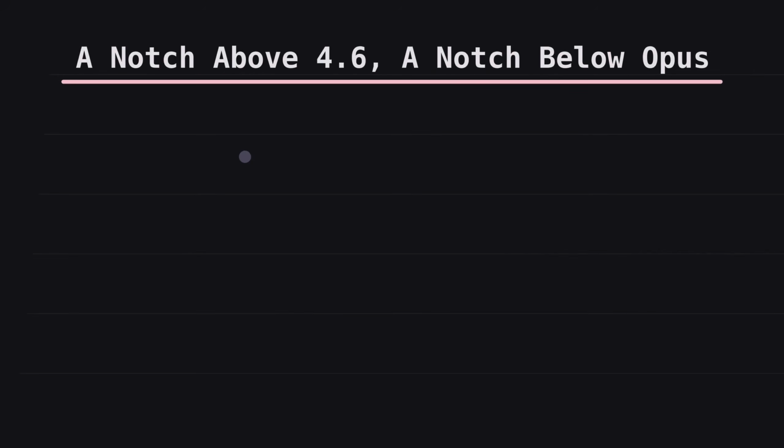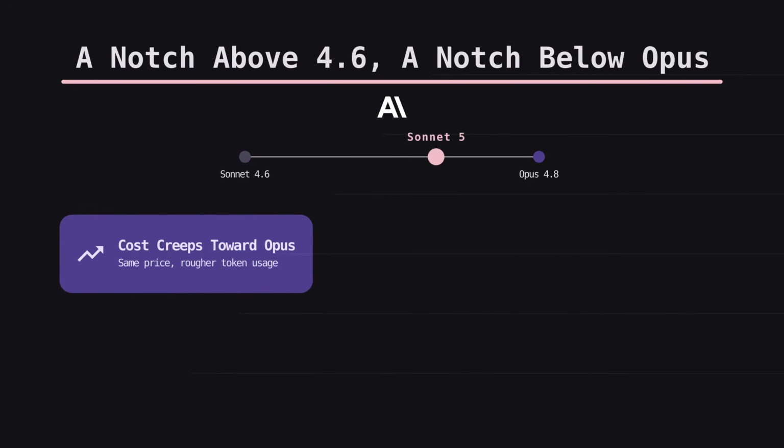So add it up. Quality. That's genuinely close to Opus on the tasks I throw at it. It reads the situation and picks correctly more often than not. Cost. That creeps toward Opus too, because it's eager to call tools, spawn agents, and reach for every advanced harness feature it has. Same token price, rougher token usage, plus the tax we just covered.